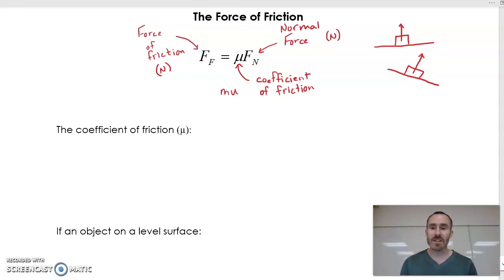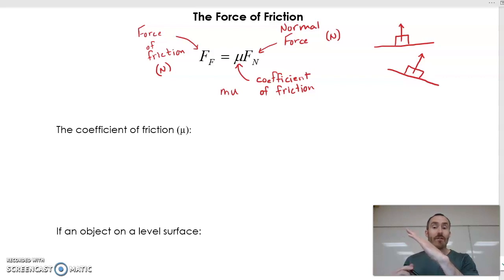But why don't we just say the force of gravity then, right? If it's about how heavy the object is, why not just gravity instead of the normal force? Well, it depends on the angle of the surface. If you have a surface like this, and you put an object on it, the amount of friction on that object is actually going to be less than if you had a perfectly horizontal surface. So we need to use the normal force because that takes into account what the surface is doing.